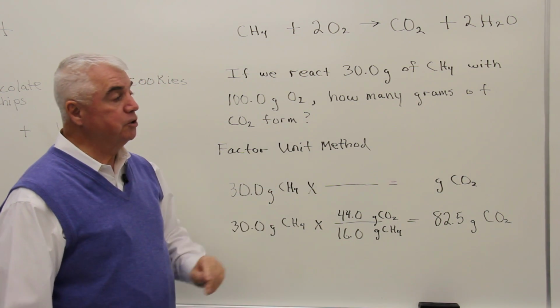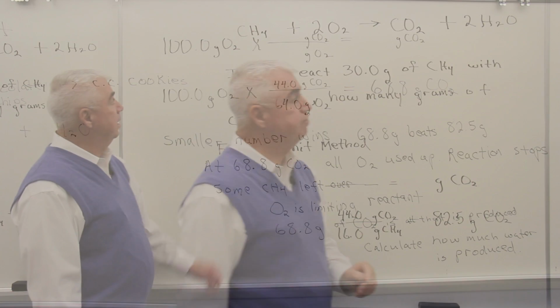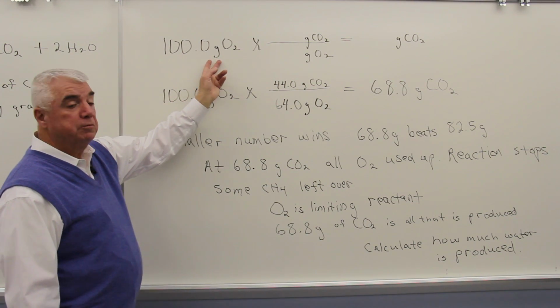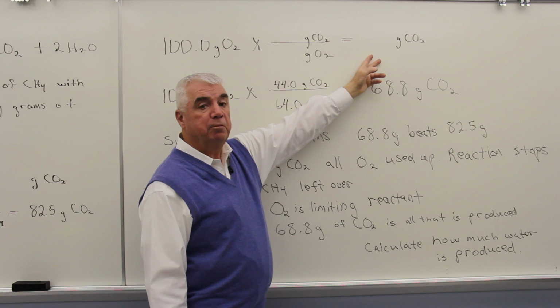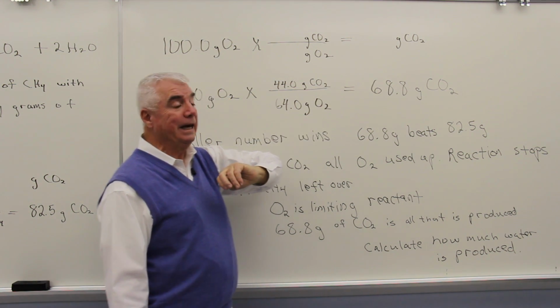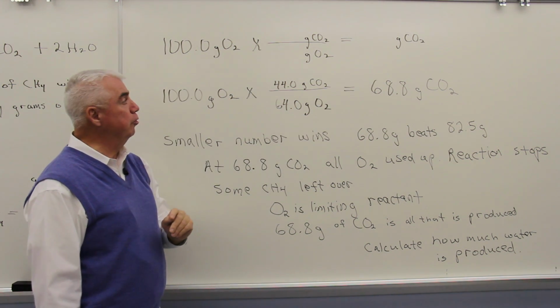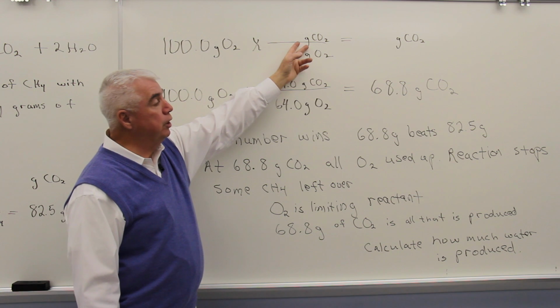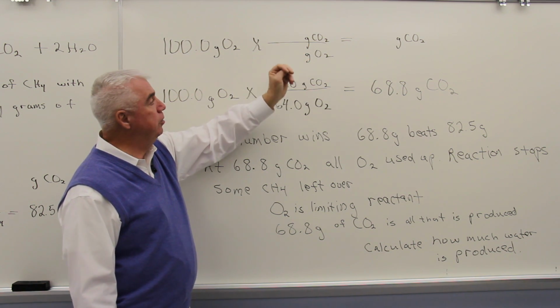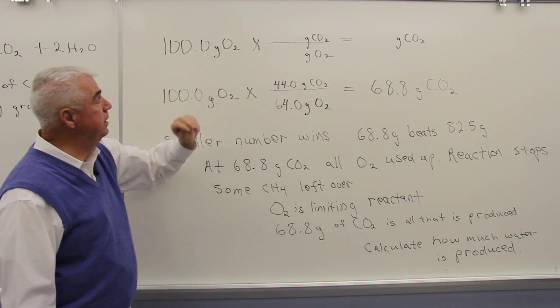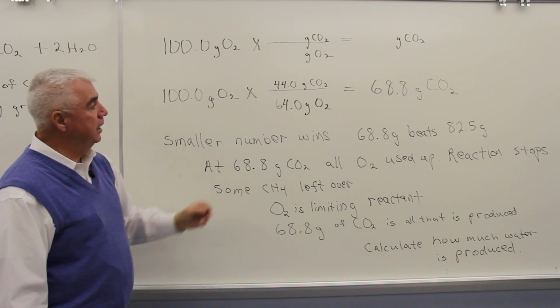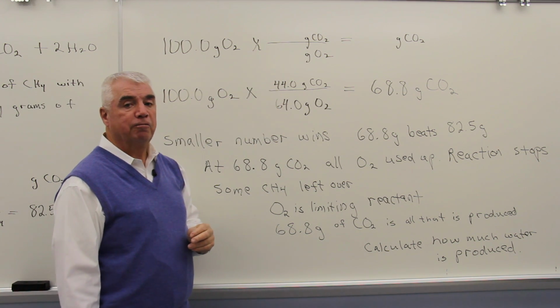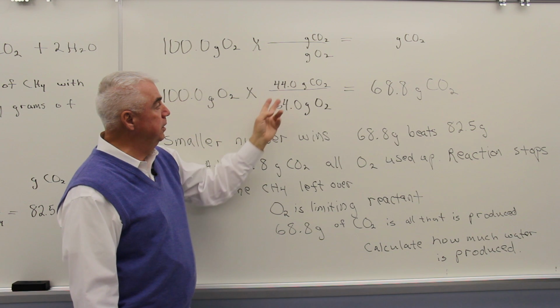Let's look at the oxygen calculation now. Using 100 grams of oxygen as the starting material, we'd like to know grams of carbon dioxide that we can get if we used all 100 grams. I need the unit of the answer in the numerator, the unit that we're given in the denominator so that it will cancel. Again, we get these numbers now from the balanced chemical equation.